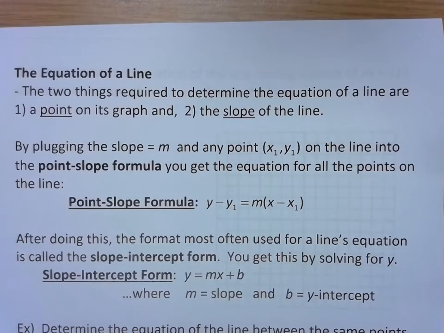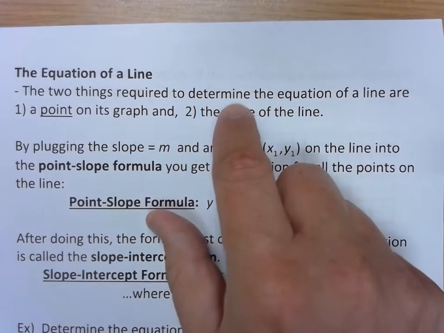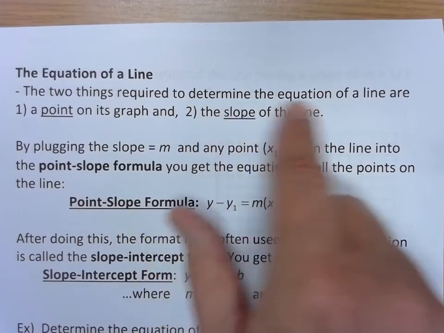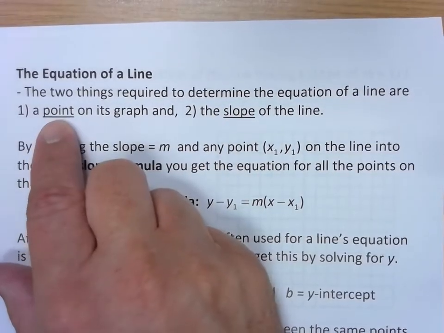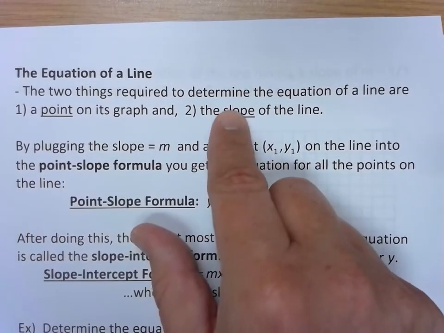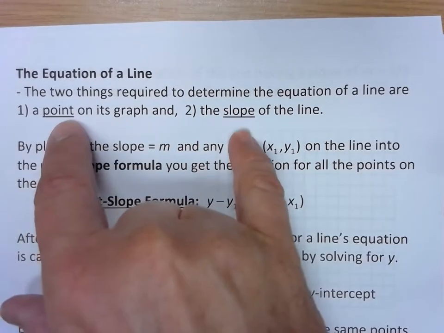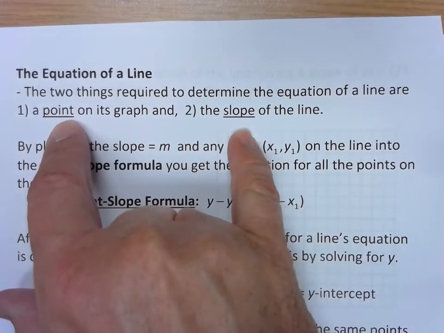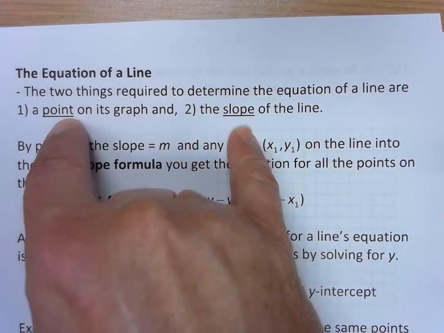The 2 major attributes that you need to get the equation of a line, the 2 things required to determine the equation, are going to be 1 point on its graph and the slope. So sometimes you're given this information right at the beginning of the problem, or sometimes you may have to decipher the information yourself.